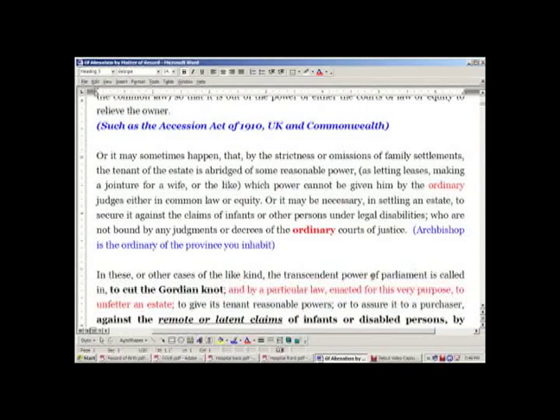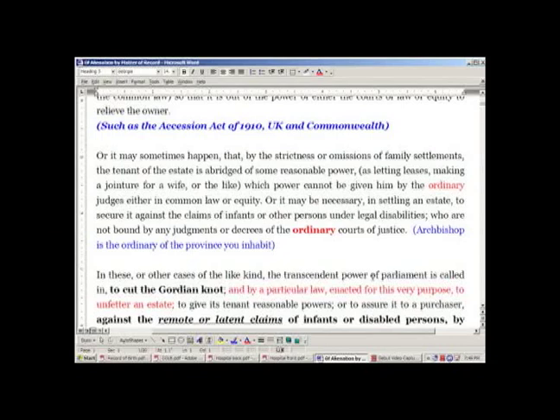Or it may sometimes happen that by strictness or omissions of family settlements, the tenant of an estate is abridged of some reasonable power, as letting leases, making a jointure for a wife, or the like, which power cannot be given to him by the ordinary judge, either in common law or equity. Or it may be necessary in settling an estate to secure it against claims of infants and other persons under legal disabilities, who are not bound by any judgments or decrees of the ordinary courts of justice.